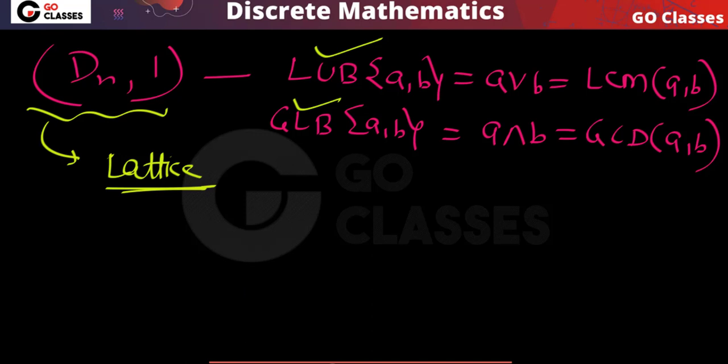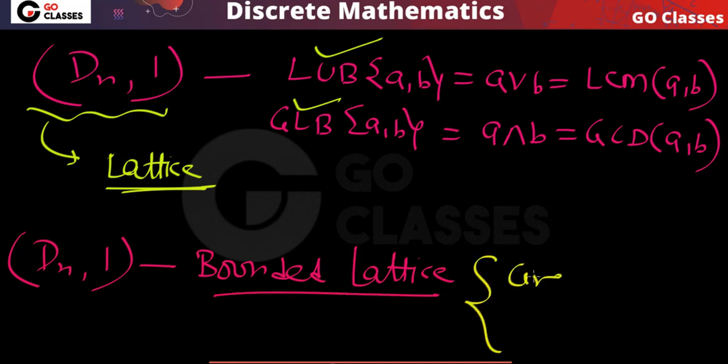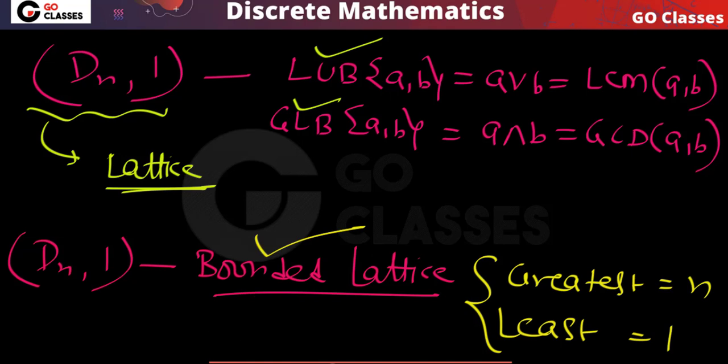Now let's analyze some more properties, whether it is distributive or not, whether it is complemented or not, whether it is bounded or not. So first of all, it is bounded, right? Dn divisibility, this is definitely a bounded lattice. Why is this a bounded lattice? Just check it. It is bounded because the greatest element is n, and the least element is 1. So this is a bounded lattice.